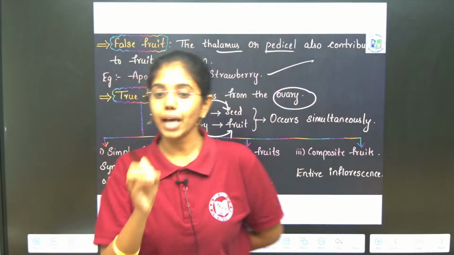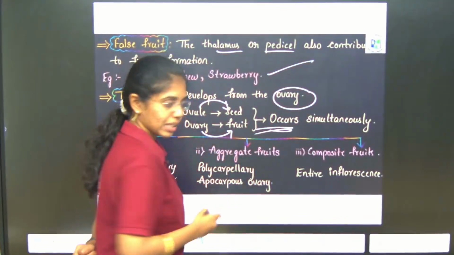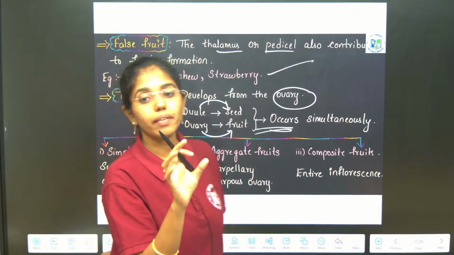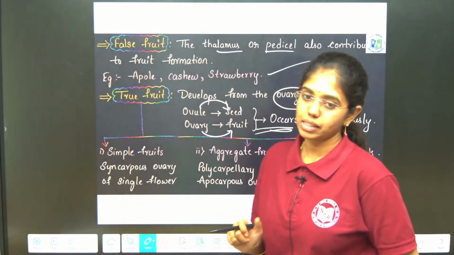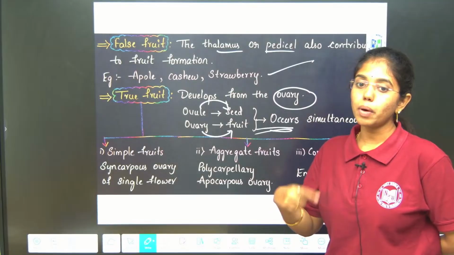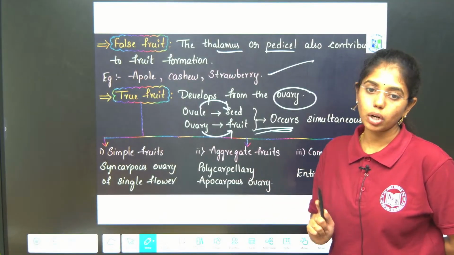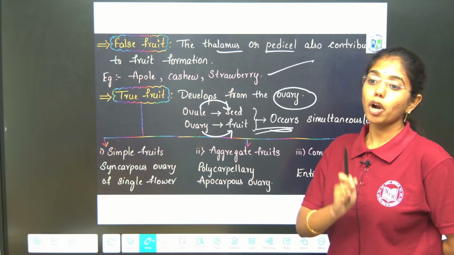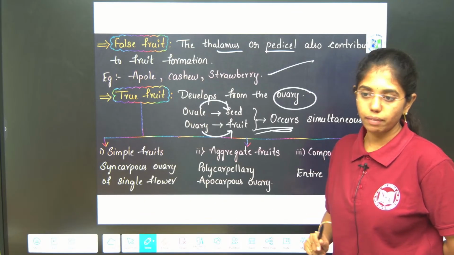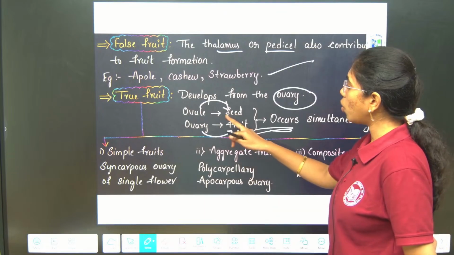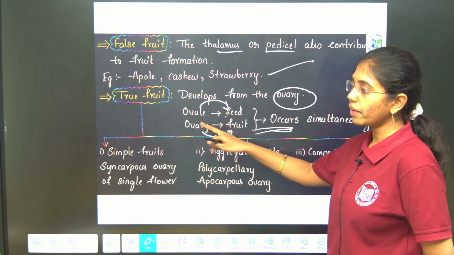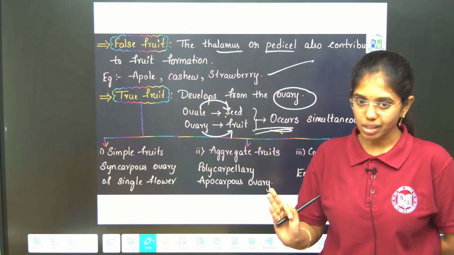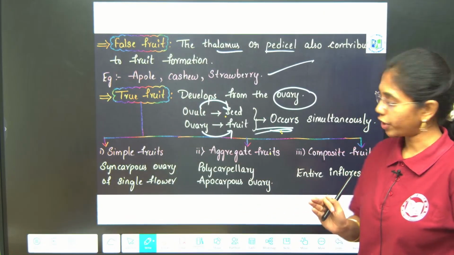This development happens simultaneously, whereas embryo development and endosperm development will not happen simultaneously. First endosperm development takes place and then embryo development happens. Why? Endosperm provides the proper nutrition for the embryo development. Understood? Whereas the ovary development and ovule development happen simultaneously. This is important, we can expect this in statement based questions, that is why I am highlighting this point.